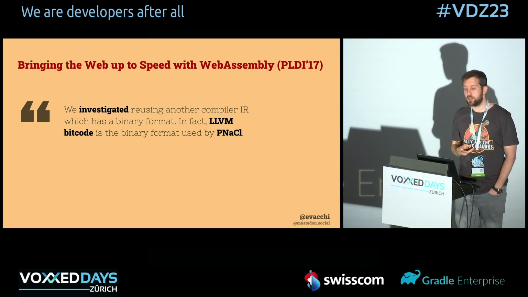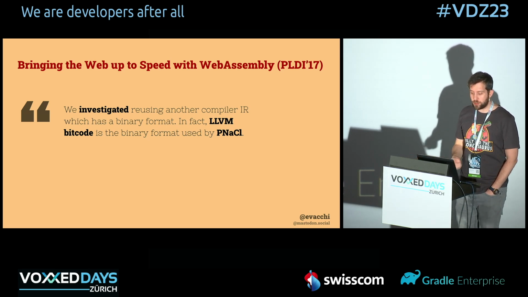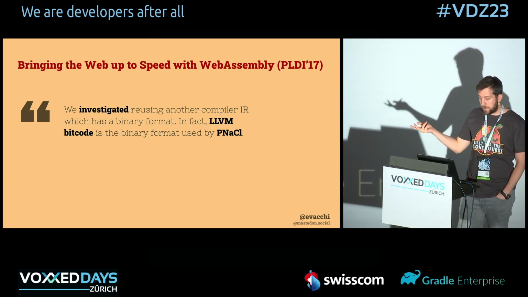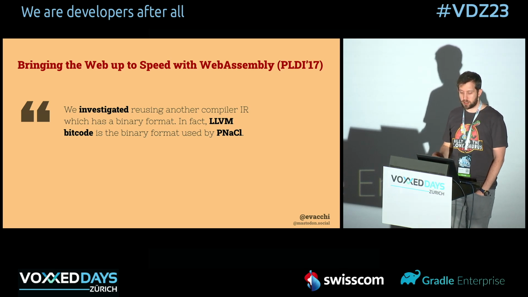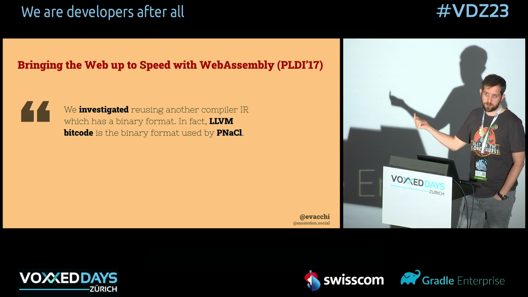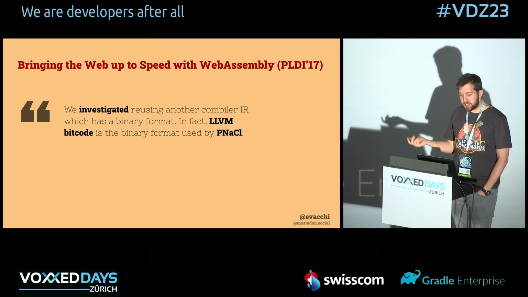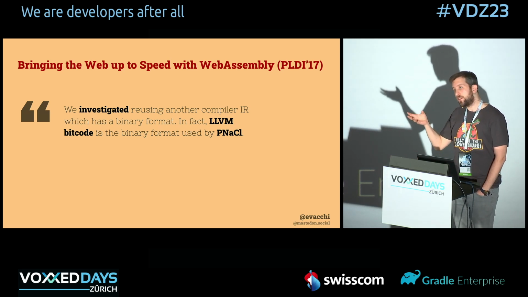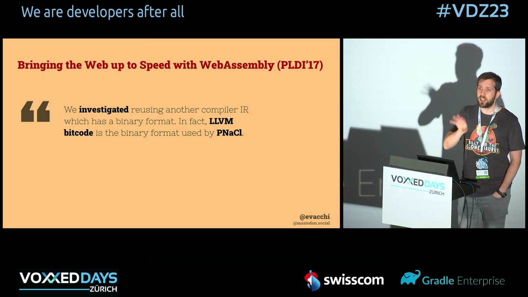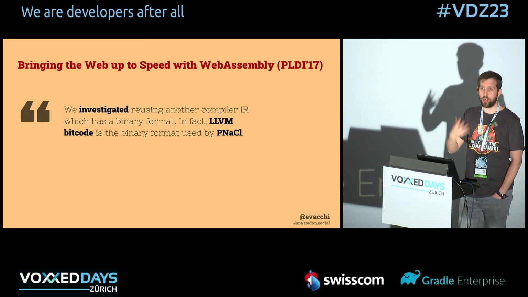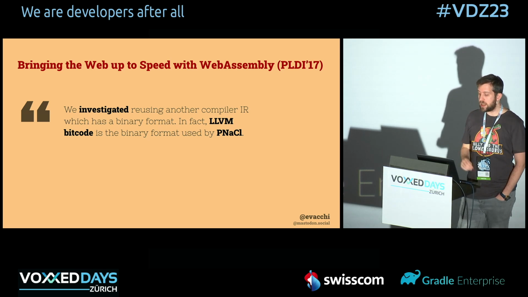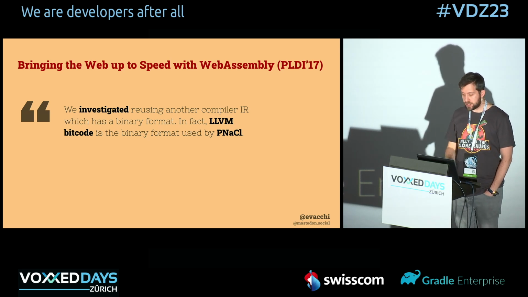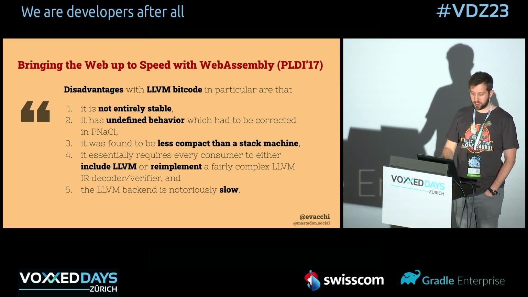We investigate reusing another compiler IR, which is a binary format. LLVM bitcode, that's how the IR is called, IR stands for intermediate representation, is the binary format used by PNaCl, the Portable Native Client. So remember, these are developers that come from the industry, and they have worked in different pieces of technology. And so they had that experience, but it didn't really work.